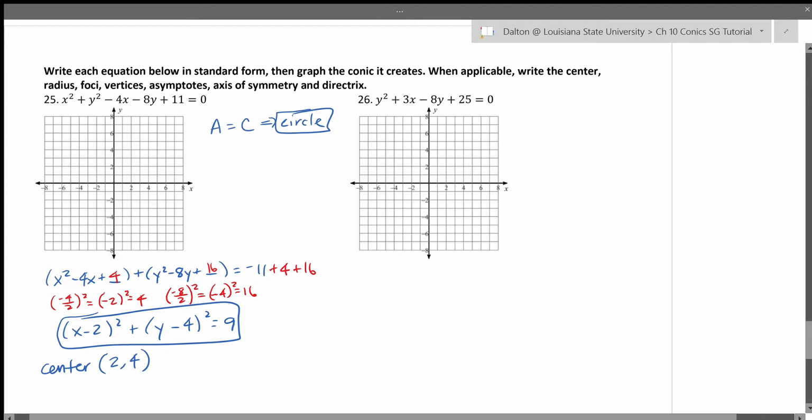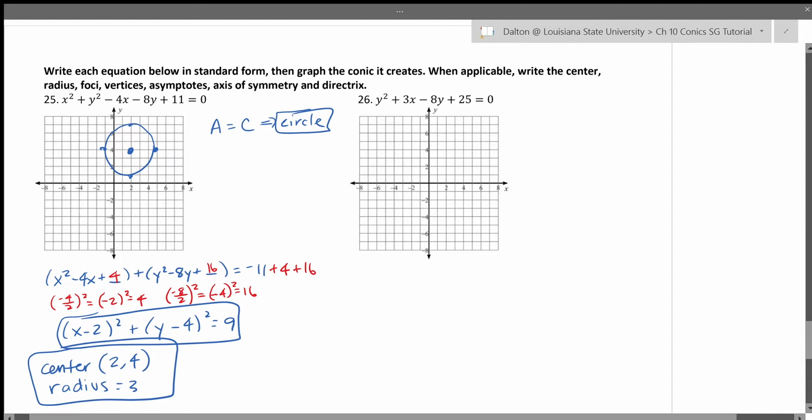Additionally, we know the radius of a circle is going to be the square root of that constant. So the square root of 9 is going to be 3. So this is the other information. And then we're going to use this information to graph. So the center point will be at 2, 4. From that center point, I've got a radius of 3. So in each of the 4 main directions, you'll go out 3. Oops, I think I went out too far. And then do your best to connect those points to make a curve.